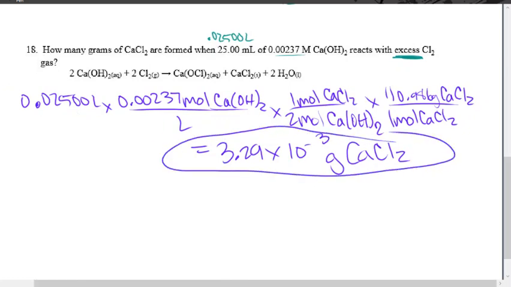Let's check our unit cancellation just to be safe, even though I know it's good. Liters, moles, grams. Cool. We're good to go.